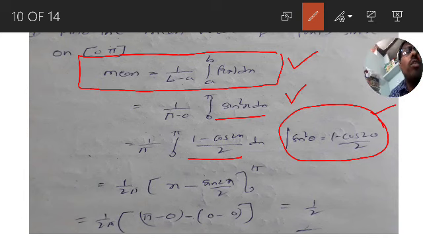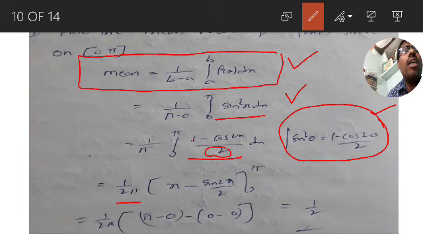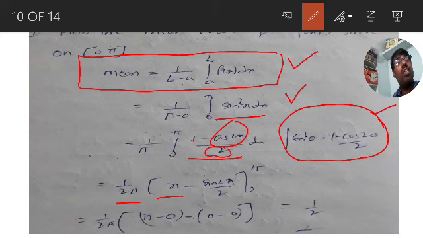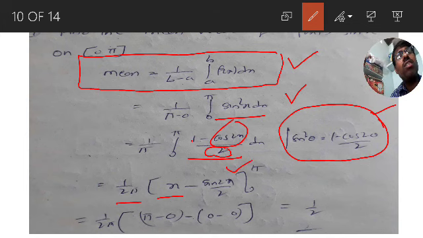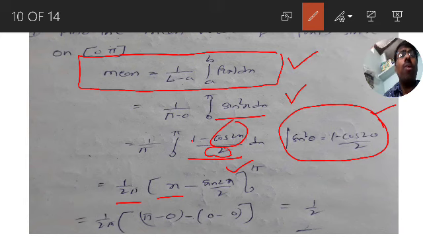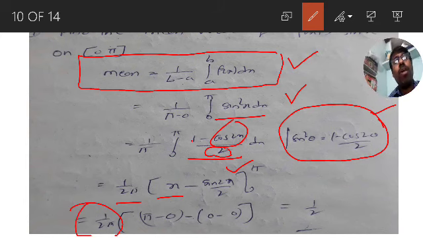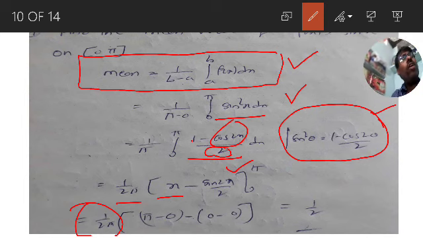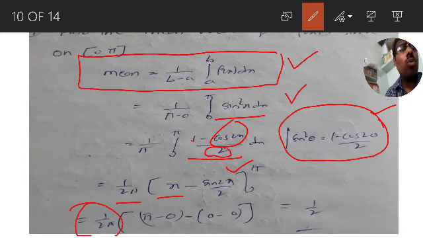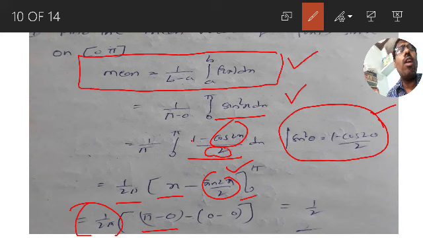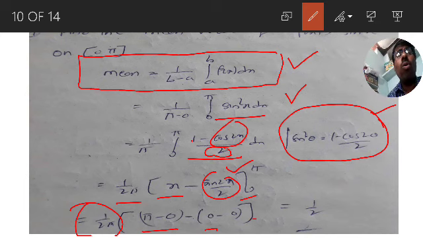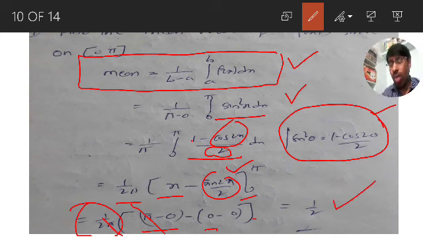Okay. This 2 is a constant outside, so 1 by 2 pi, integration of 1 is x, and integration of cos 2x is sine 2x by 2, upper limit minus lower limit. 1 by 2 pi outside. Upper limit: at place of x you write pi, sine 2 pi, that is sine 360 degrees, sine 0, that is 0, so this value becomes 0, so pi minus 0. Lower limit: at place of x you write 0, and sine 0 is again 0. So 1 by 2 pi into pi, pi and pi cancel, the mean value is 1 by 2. Are you able to get it? The mean value is 1 by 2.